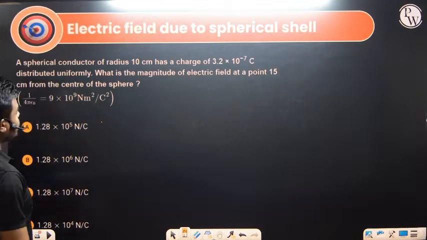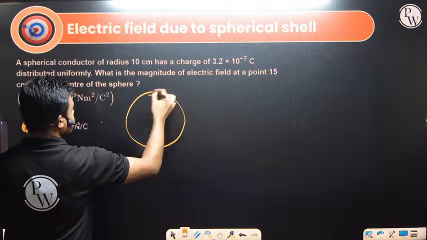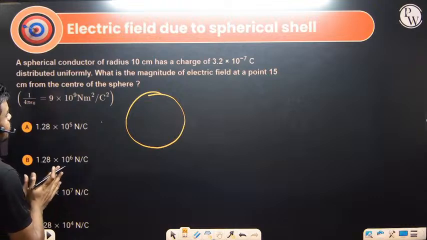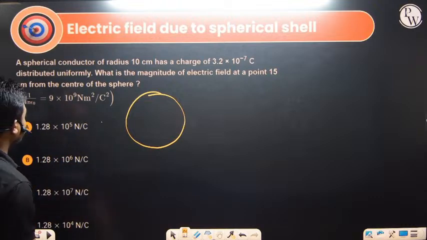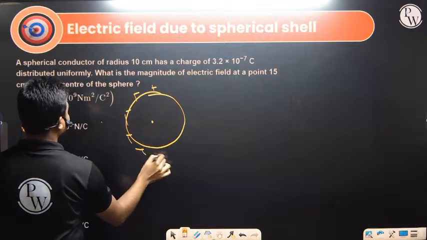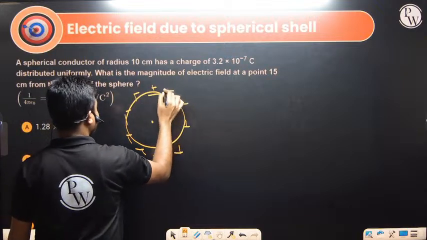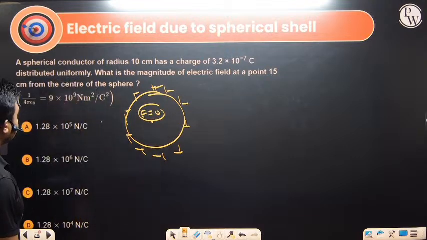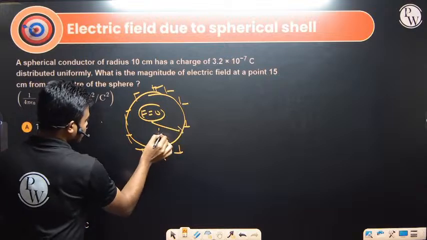Again, a spherical conductor of radius 10 cm has a charge of 3 into 10 to the power minus 7 distributed uniformly. What is the magnitude of the electric field at a point 15 cm from the center of the sphere? For a spherical conductor, the electric field inside will be 0. Remember this. But they're not asking for the inside field, they're asking about an outside point, because the radius is 10 cm.